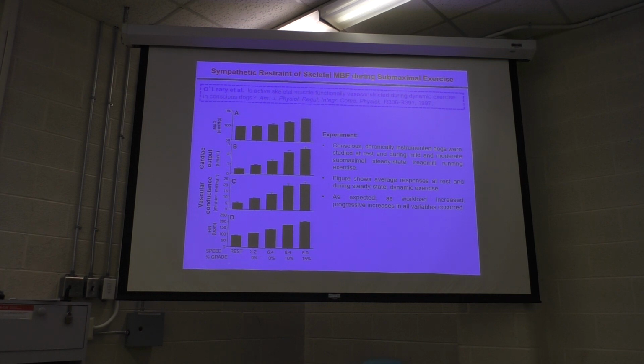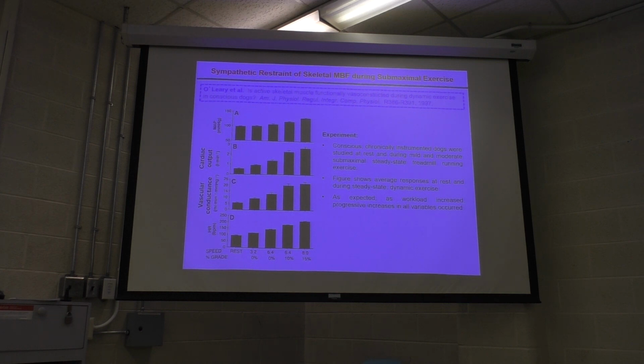And so here we have rest, and then them increasing either their speed or their grade or both. And here are their responses. Let's go backwards this time because I keep on wanting to do this. You can see heart rate increases steadily as the intensity of exercise increases. And that's what we would expect via all of the mechanisms we've been talking about. Vascular conductance is also going up.